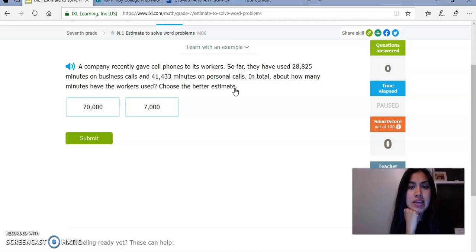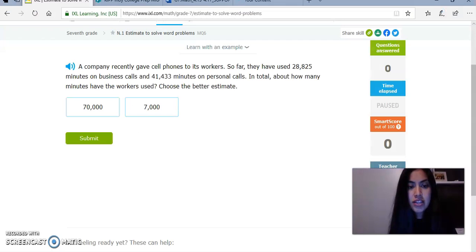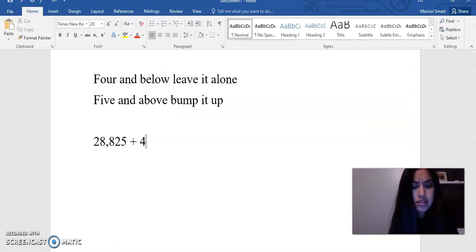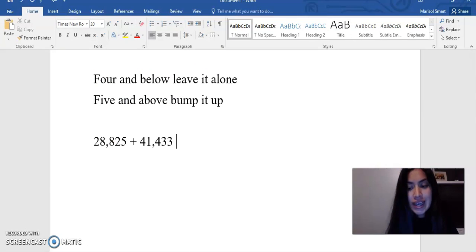So it looks like they used 28,825 minutes for business, and I'm going to add it to 41,433 for personal, and we're going to add them. But since we're choosing the estimate and not the exact answer, we need to round them. In this case, since both are in the thousands, let's round to the nearest thousand.